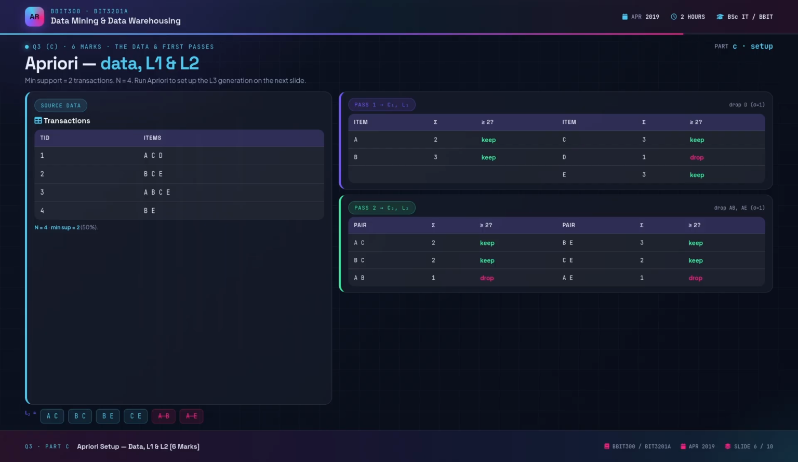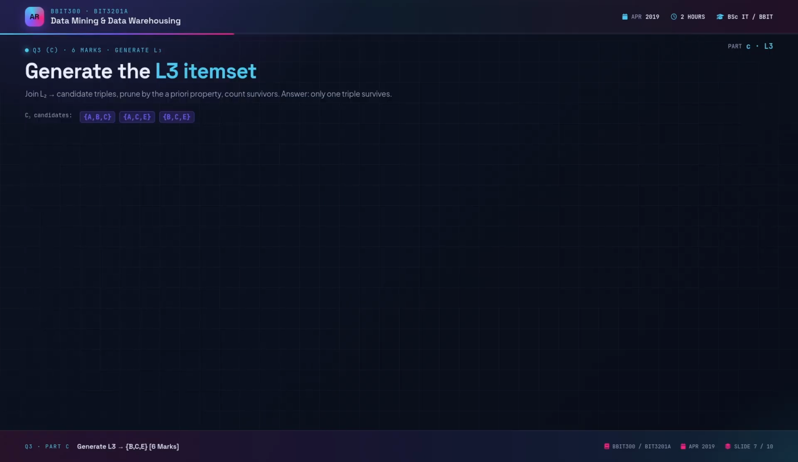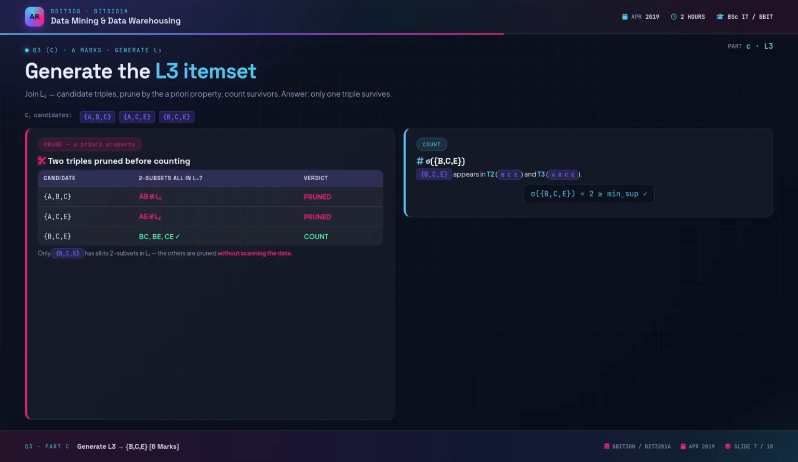Now apply the Apriori property before counting anything. For ABC to be frequent, every 2-subset must already be in L2. But AB is not in L2, it had support 1, so ABC is pruned immediately, no scan needed. Next, ACE: its subsets are AC, AE, and CE. AE is not in L2 either, so ACE is pruned as well. That leaves only BCE. All 3 of its 2-subsets, BC, BE, and CE, are in L2, so it survives pruning. Now we count it.